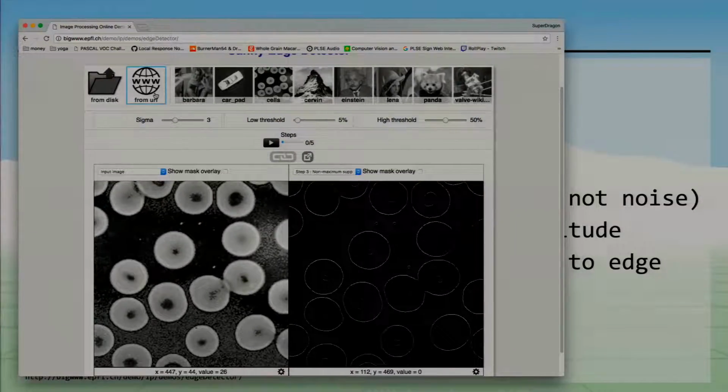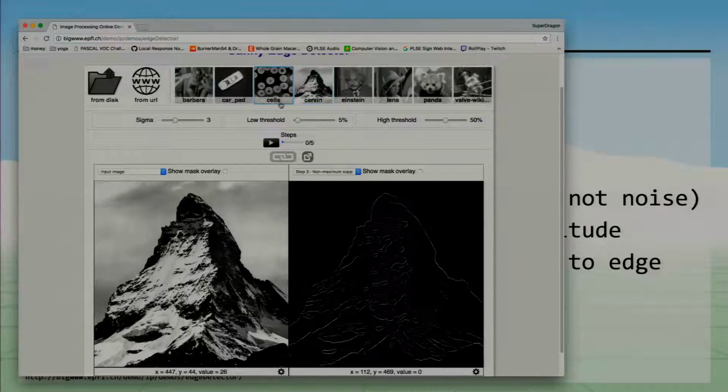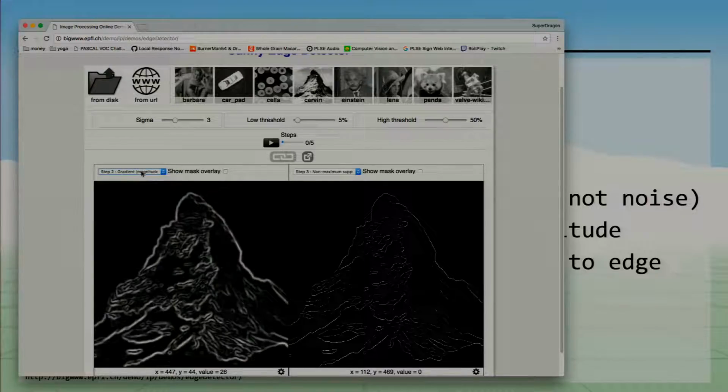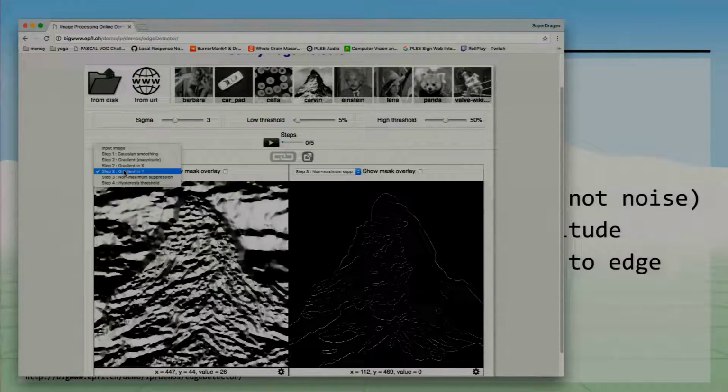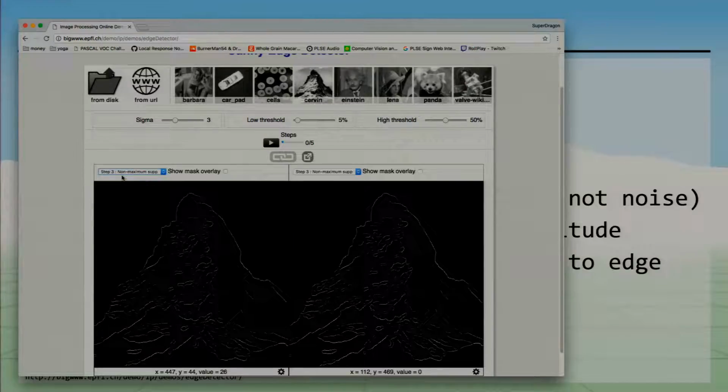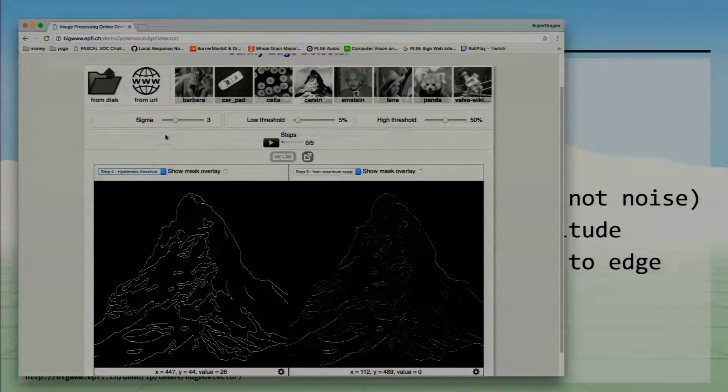So we have our little demo. Let's pick a good image. And we can see what happens as we go through different steps of this process. So we have our input image. We have some Gaussian smoothing. We have our gradient calculations. This one will also show you the gradient directions, so this is the x component of the gradient and the y component of the gradient. We have our non-max suppression, and we have our thresholding that happens.